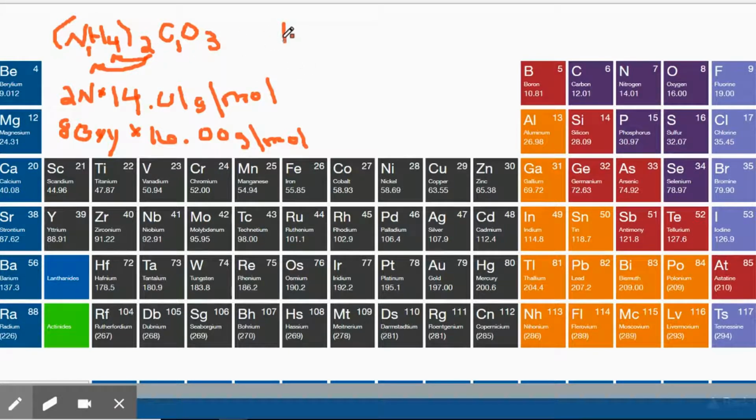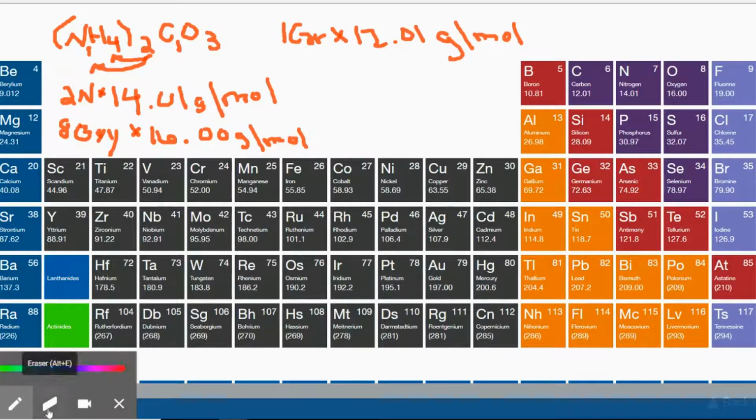I'm going to put the carbon up here, and the molar mass of carbon is 12.01 grams per mole. And there are 3 more oxygen. I wrote oxygen here, but that's hydrogen. That's my mistake, so let me correct that.